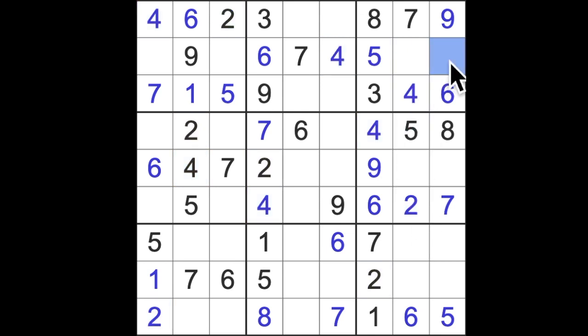2 blocking up here puts a 2 into that square. 1 is the last number to get there. 1 blocking down here gives us a 1 here. The missing digit here is a 3, as we already knew.